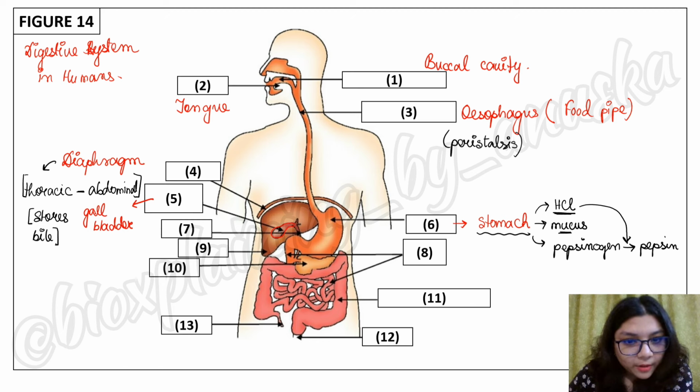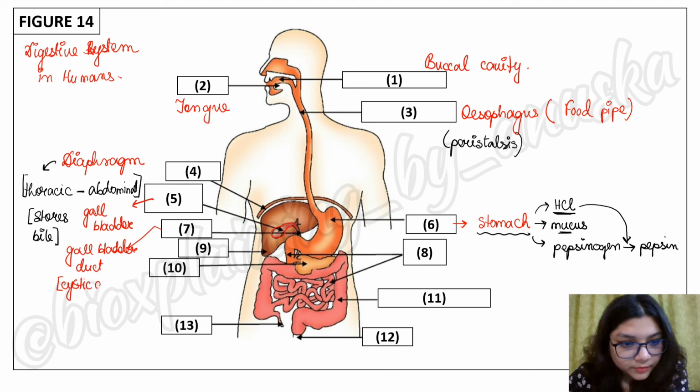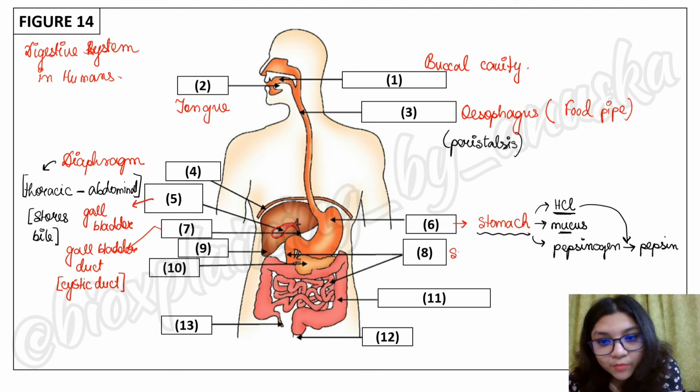Next, what do we have? Part 7. If you carefully note part 7, it is the duct that is coming out from the gallbladder. So part 7 is the gallbladder's duct, and we call this the cystic duct. It will take the bile from the gallbladder to the further parts. Part number 7 done. Now, part 8 here on the right hand side, this is the small intestine.